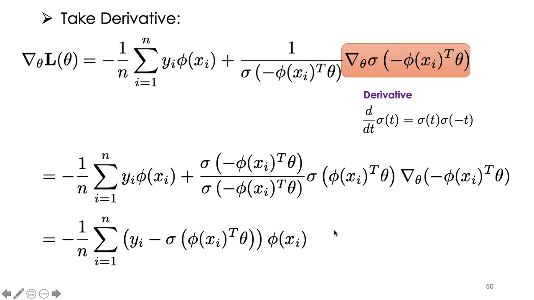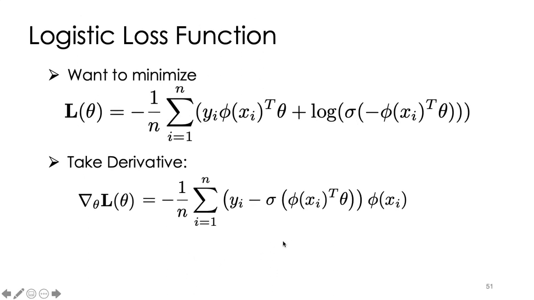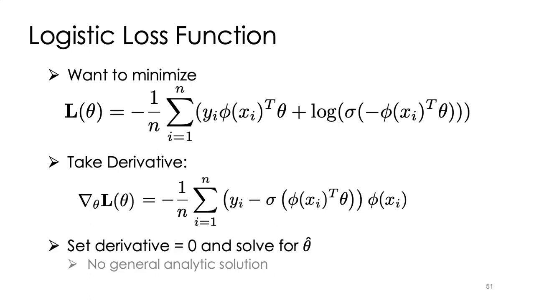This is a much friendlier looking function than some earlier forms of the derivatives that we had. And our job now is to set this equal to 0 and solve for theta hat, which has no analytic solution. And so we need numeric methods, and you know exactly what those numeric methods are. They are gradient descent and stochastic gradient descent.